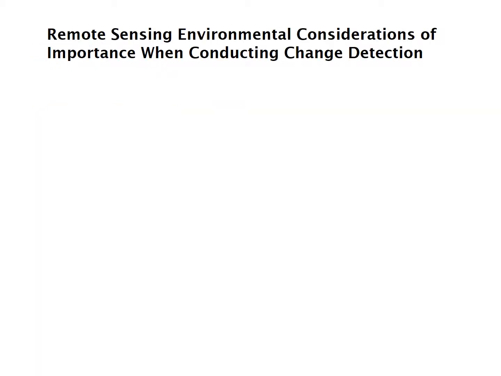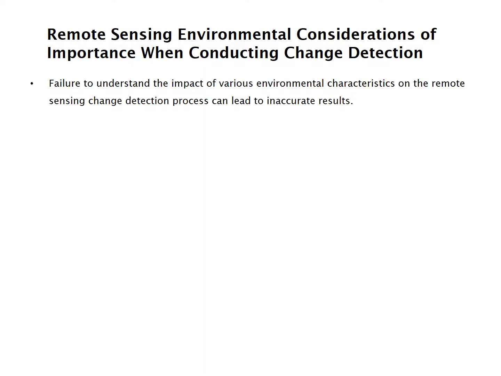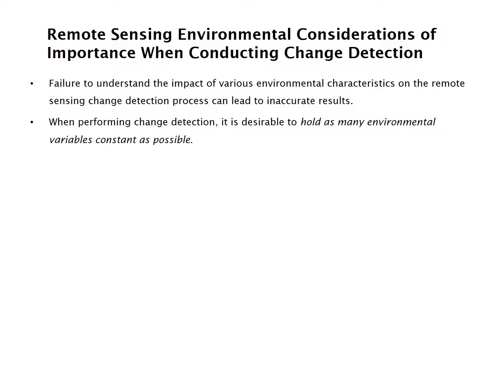So when we talk about remote sensing considerations of importance when conducting change detection, what are we talking about? Failure to understand the impacts of various environmental characteristics on the remote sensing change detection process can lead to inaccurate results. When you perform change detection, it is desirable to hold as many variables constant as possible. The less that's going on, the easier it is to see the change.